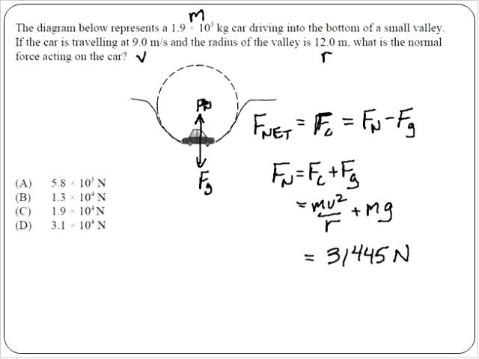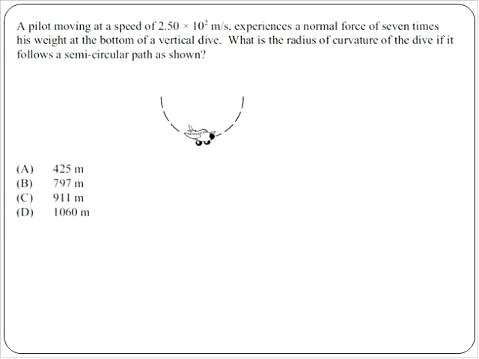And you will get, as your answer, 31,445 newtons of force. Now, that's not there as such, but if we change it into scientific notation with 2 sig figs, it would be that answer right there. So there's the correct answer. And again, that is where the normal force would be the maximum, the absolute maximum. Let's try another one. Similar situation.